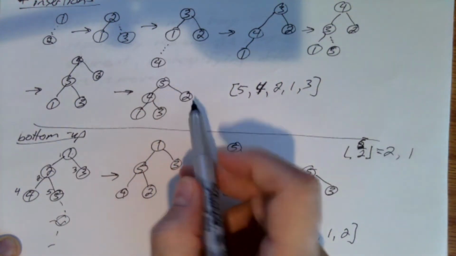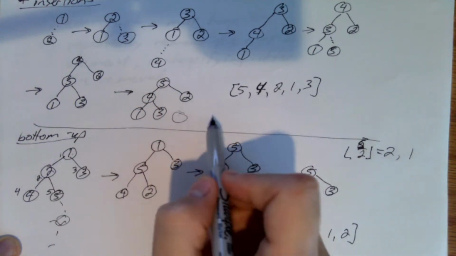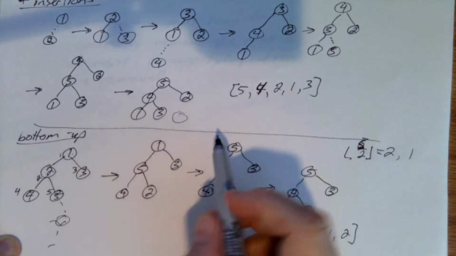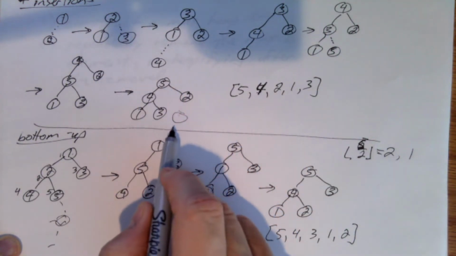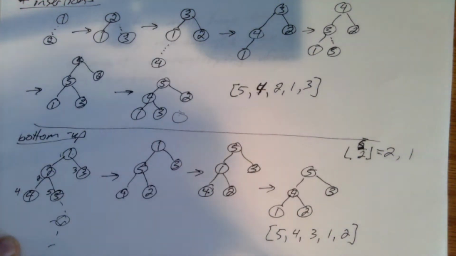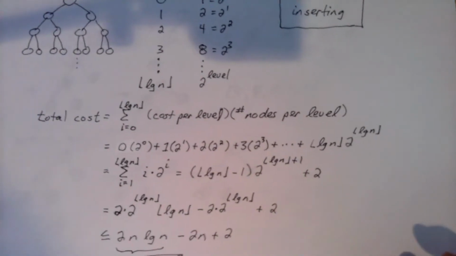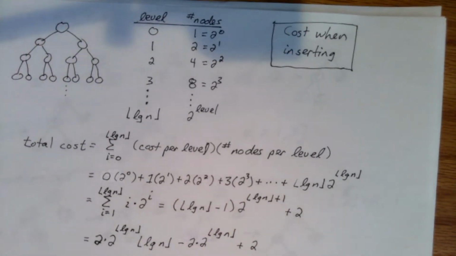Had we added 6, it would have been attached here. It would have had to work up 2 levels to become the new root, 7, 8, 9. Every node in the worst case has to work its way all the way from the bottom where it was added up to the top. And let's see what the costs for that are. So here I've already worked them out, trying to make sure I hopefully don't make any mistakes.